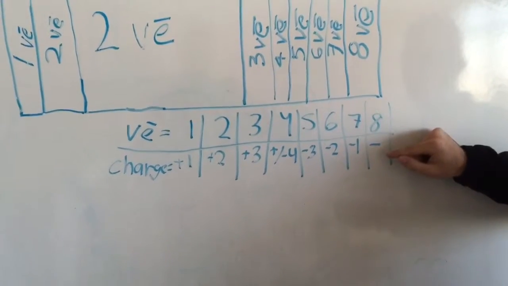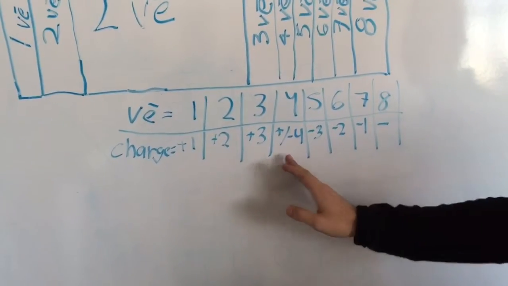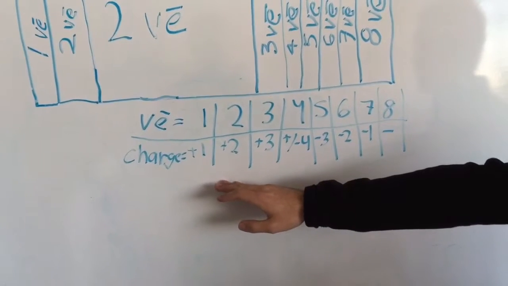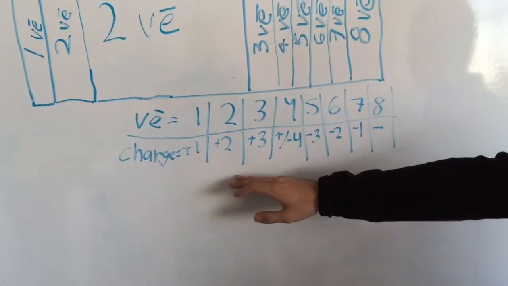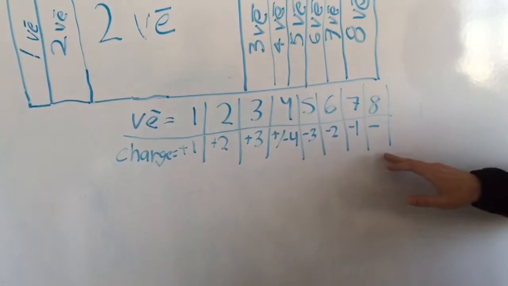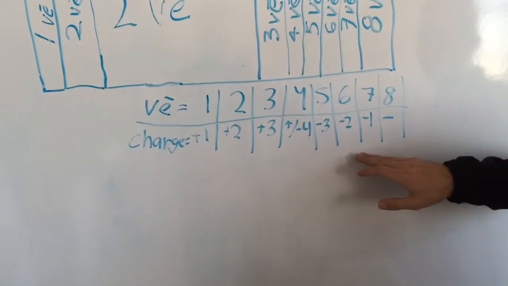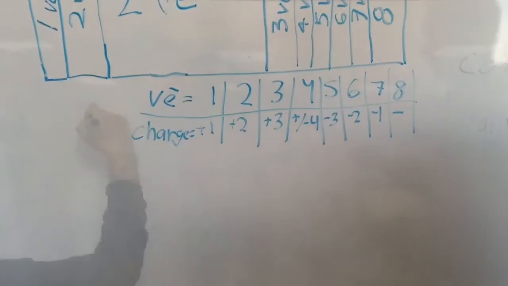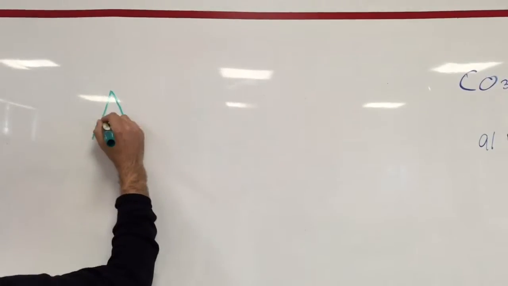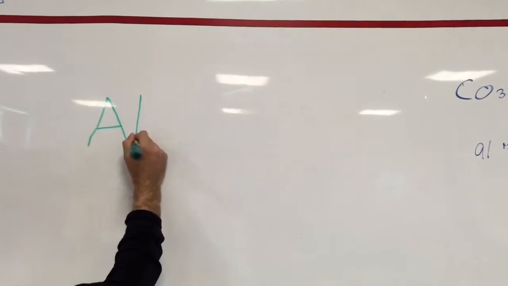And 8 is neutral. From 4 back, it's a cation. And from 4 and so on, it's an anion. Cations have positive charge and anions have negative charge. Now we're going to explain an example.